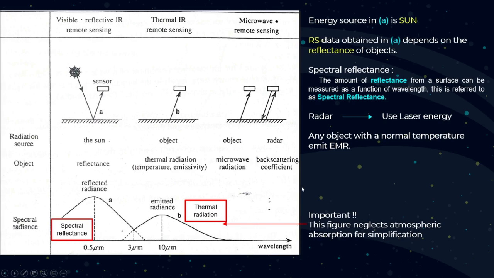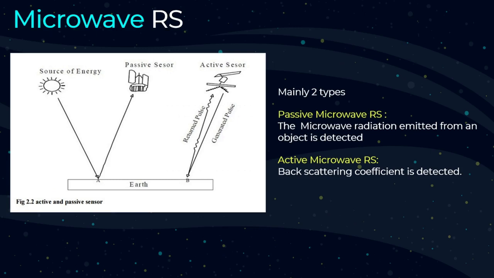Then we discuss the microwave region. In the microwave region, there are two types of microwave remote sensing: passive microwave remote sensing and active microwave remote sensing. Passive microwave remote sensing means the microwave radiation emitted from an object is detected. Here, the solar energy is hitting the object, and some microwaves are detected by this sensor. That technique is called passive microwave remote sensing.